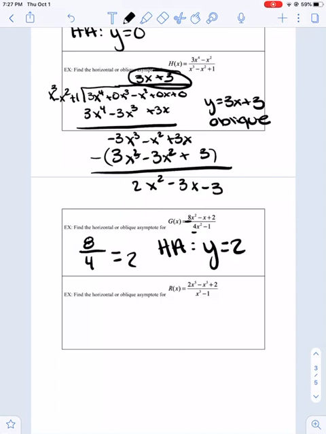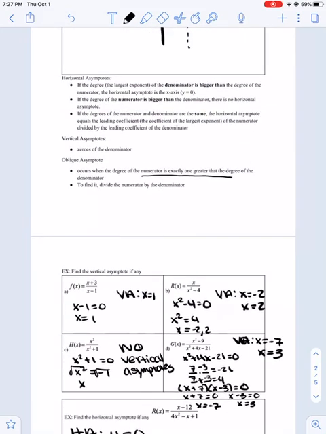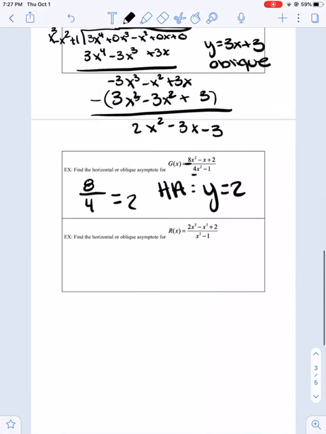Lastly, we have the numerator is bigger than the denominator. So let's go look at our rule. Numerator is bigger than the denominator. There is no horizontal asymptote. So no horizontal asymptote.